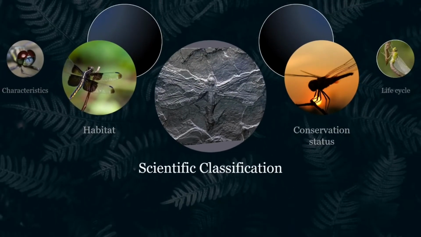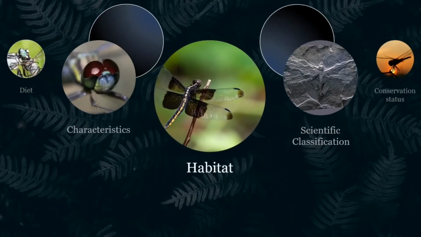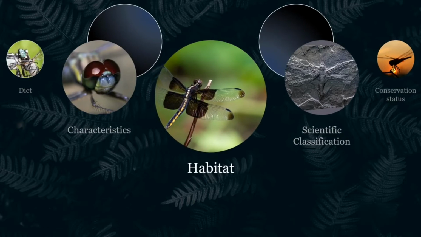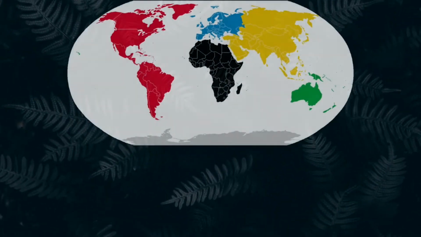About 3,000 extant species of true dragonfly are known. These are classified into 348 genera in 11 families. Dragonflies live on every continent except Antarctica. Most of them are tropical.